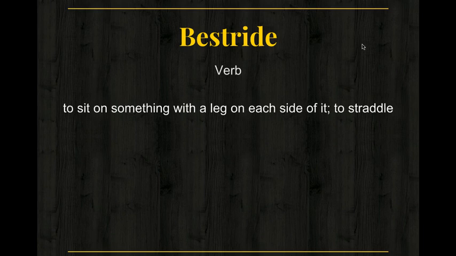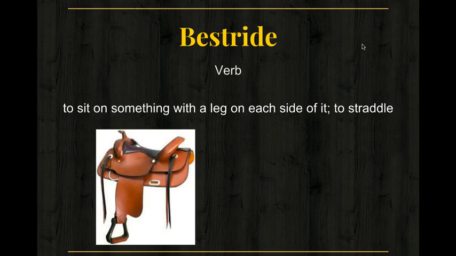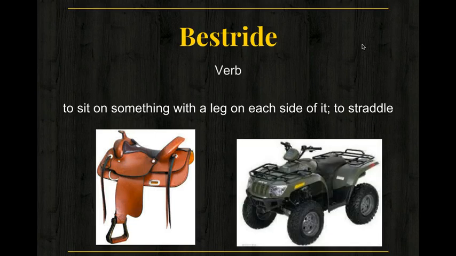This is a verb and it means to sit on something with a leg on each side of it, to straddle. So think of a saddle that goes on a horse. When you sit on it, you bestride it. You have legs on either side of it. Also think of motorcycles, bikes, as pictured here, a four-wheeler. Normally, again, you straddle it. You have a leg on each side of it as you ride it.